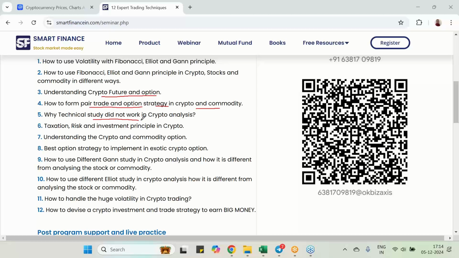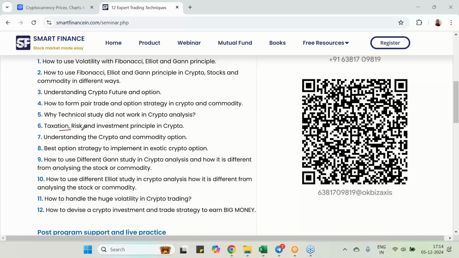Fifth, why technical study doesn't work in crypto analysis. Many crypto coins never accept the technical studies to 100%, or even 50%. The reason is it is a global instrument. All cryptocurrency volatilities are above 50%. So such a hugely volatile instrument may not honor all your technical studies.